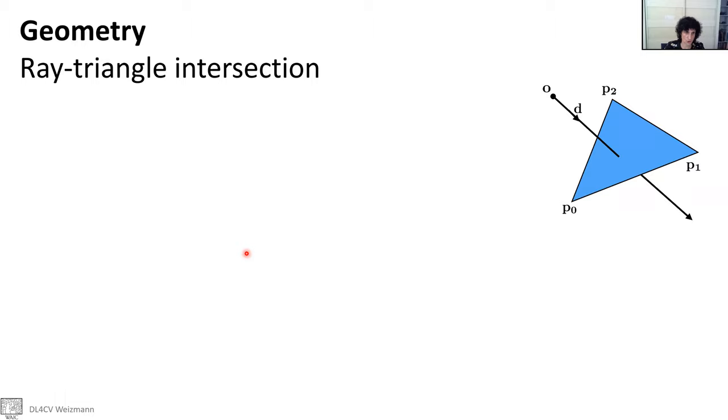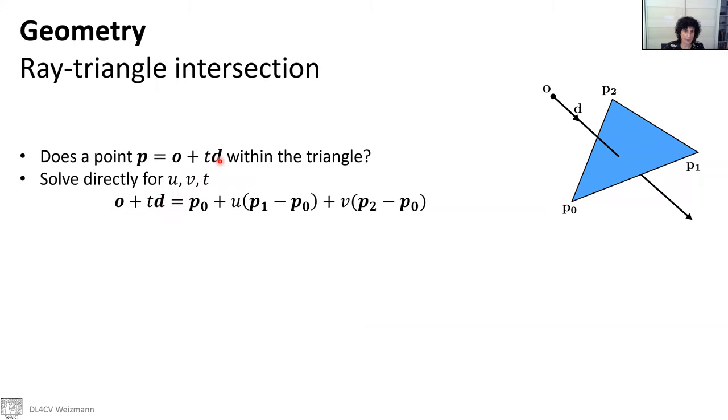Actually, we can do it in a shorter way. We can use the barycentric coordinates immediately, without the first calculation that we did before. We can take the parameterization of a point by O plus TD, and solve the following equation. We can solve immediately for U, V, and T by plugging P in, like O plus TD, where T is unknown. This is going to be equal to the barycentric parameterization, and I'm going to solve it for U, V, and T. So if U and V are non-negative, and T is also non-negative, it means that there is an intersection, and I know where the intersection is, and the ray intersects the triangle. Okay? Any questions?